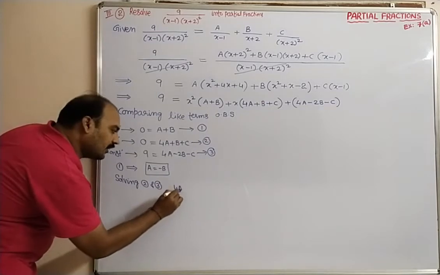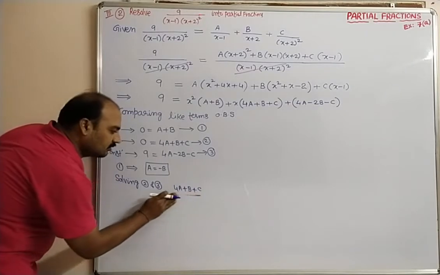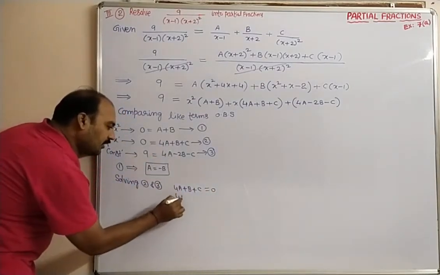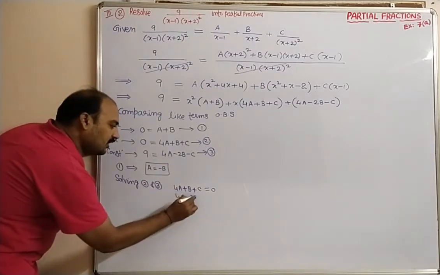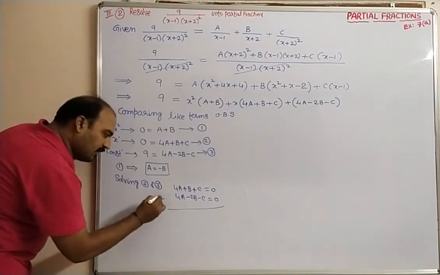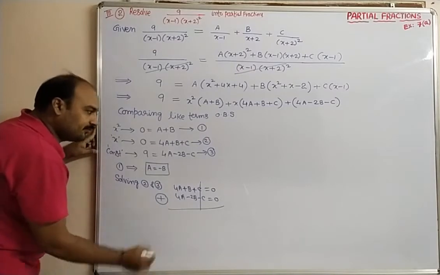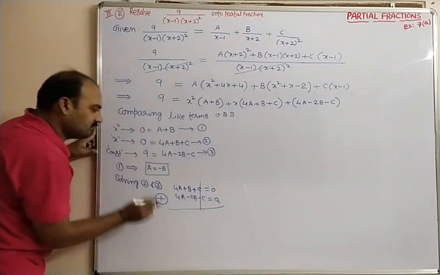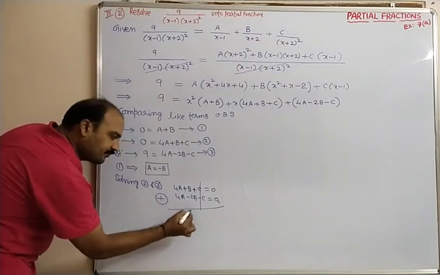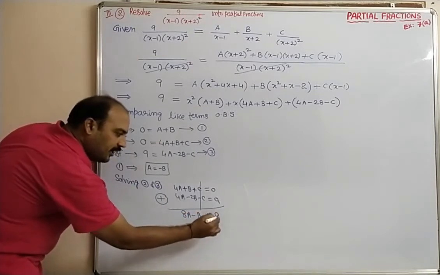So 4a plus b plus c equal to 0, and 4a minus 2b minus c equal to 9. Now I am adding both the equations. Plus c minus c get cancelled. So sorry, the third equation is 9. 4a plus 4a is 8a, b minus 2b is minus b, equal to 9.